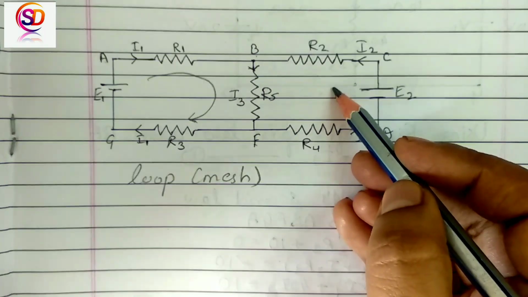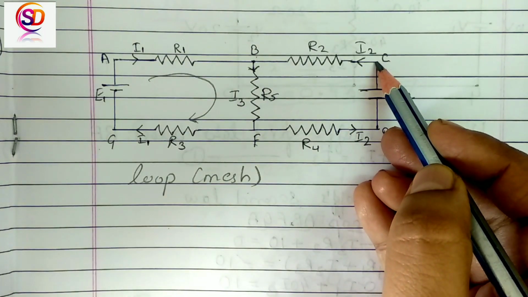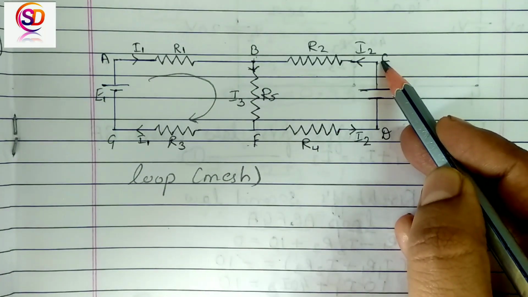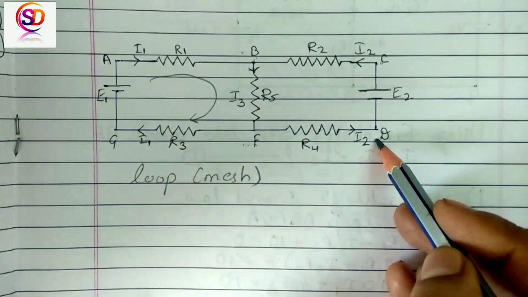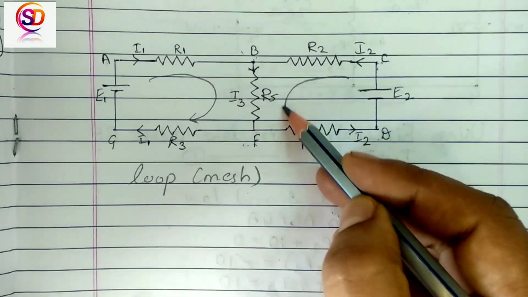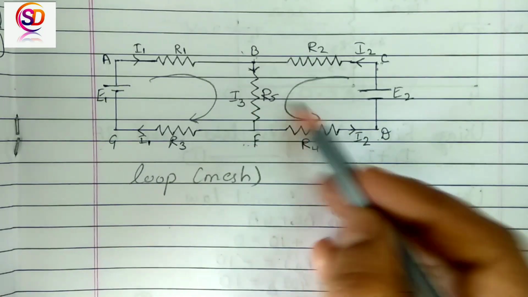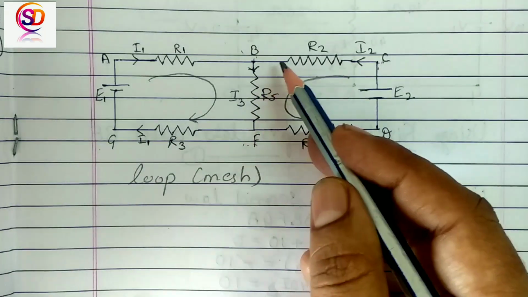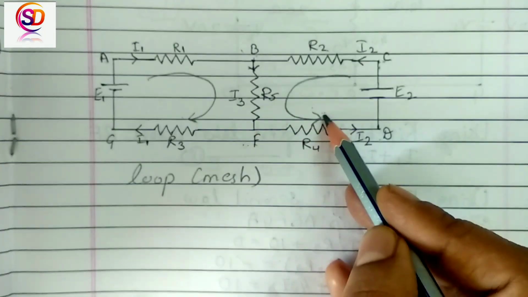If you consider the other one, if you want to trace a path along C, B, F, D, C, so the loop I am considering is C, B, F, D, C, means I am going like this. So this is also called another loop. This is loop 1, this is loop 2. So closed conducting path in an electric network is called loop.